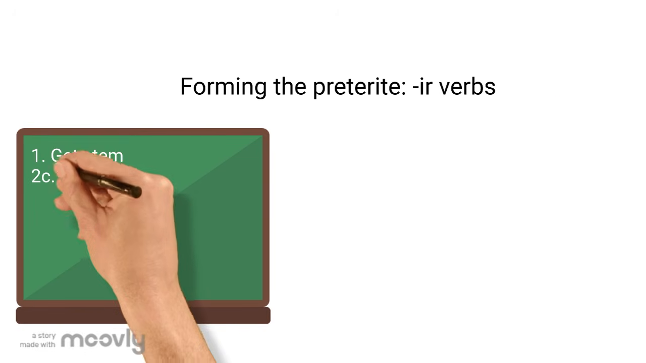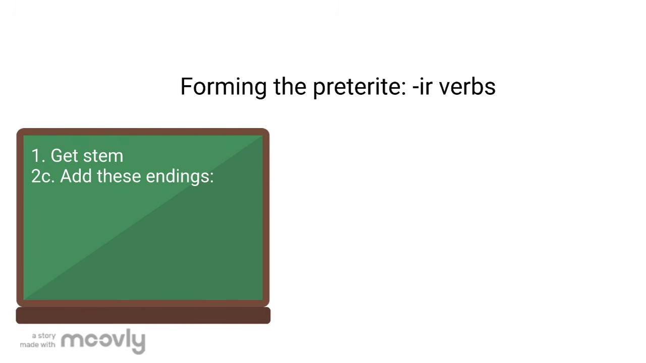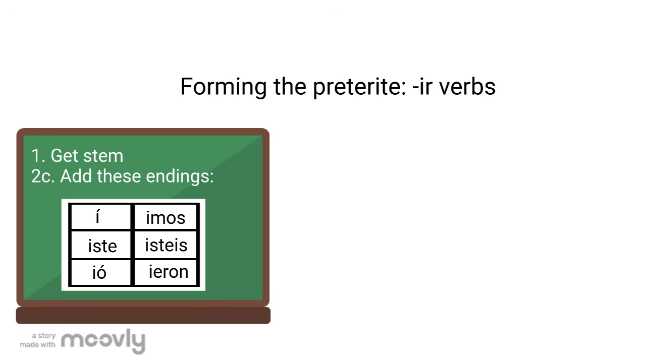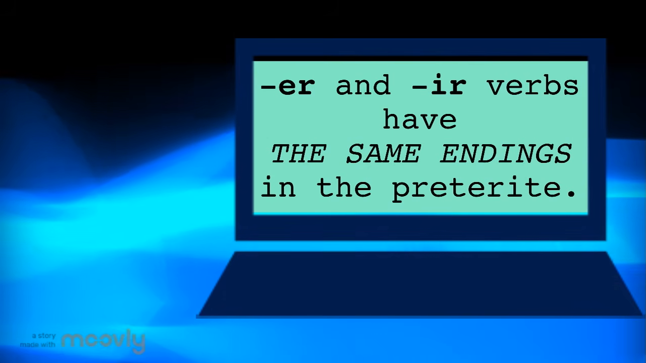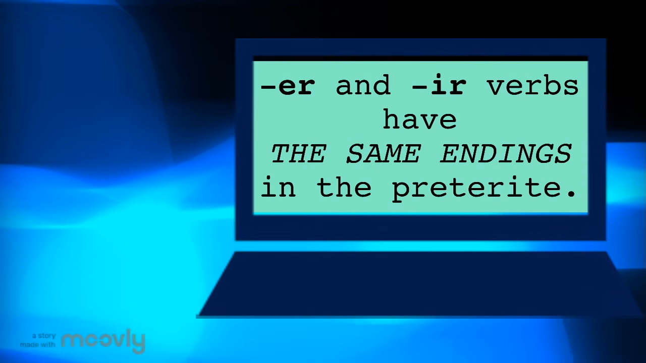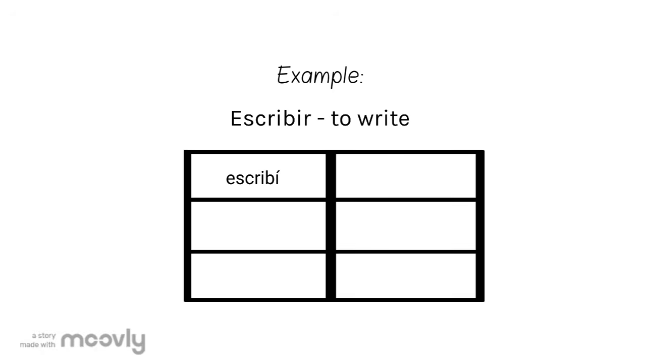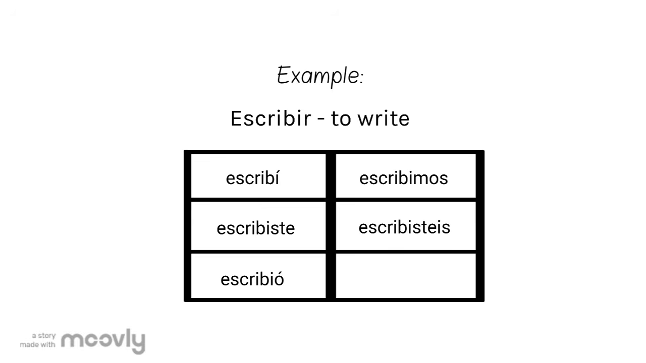Finally, if the infinitive was an IR verb, we add these endings. Hey, that looks like good news. ER and IR verbs have the same endings in the preterite. Sweet, one less thing to memorize. Now, here's an example of an IR verb conjugated in the preterite. Escribir is to write. Escribí, I wrote. Escribiste, you wrote. Escribió, escribimos, escribisteis, escribieron. So that's the pattern. Are you ready for some irregulars?